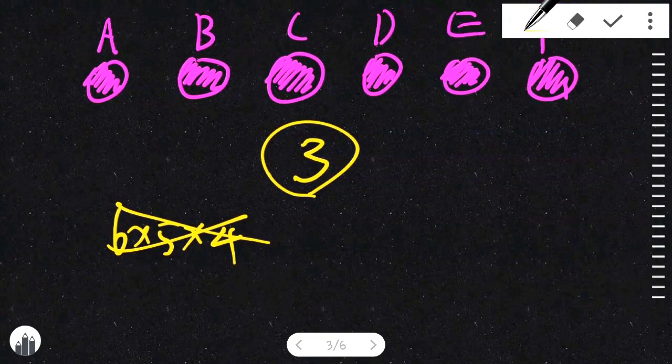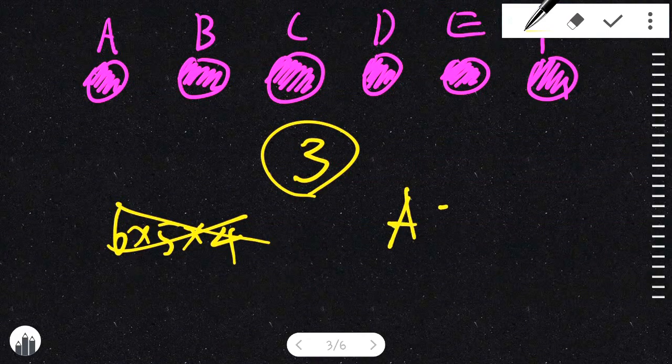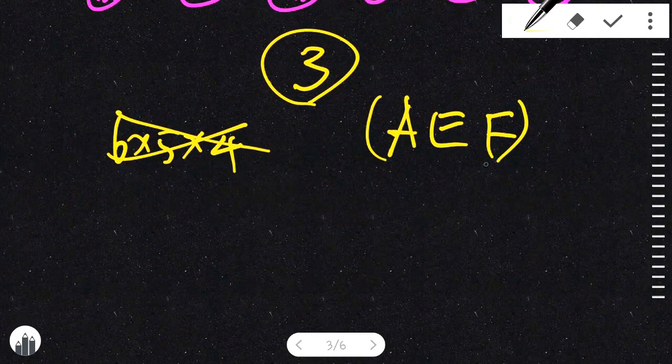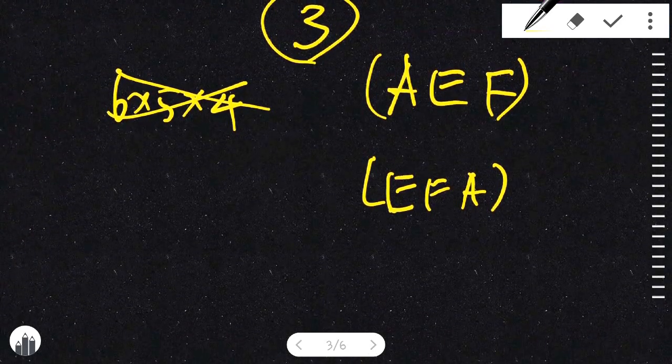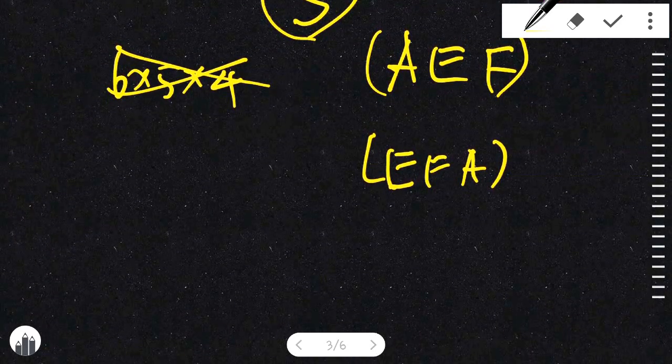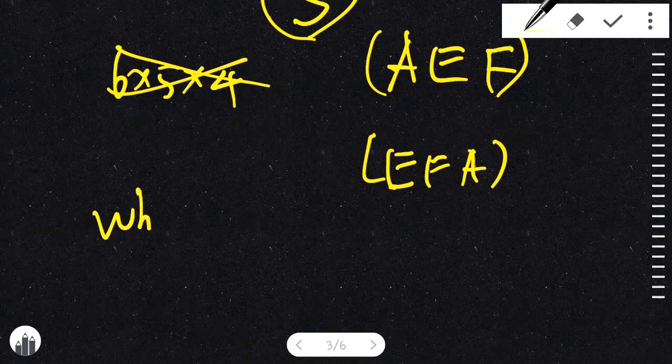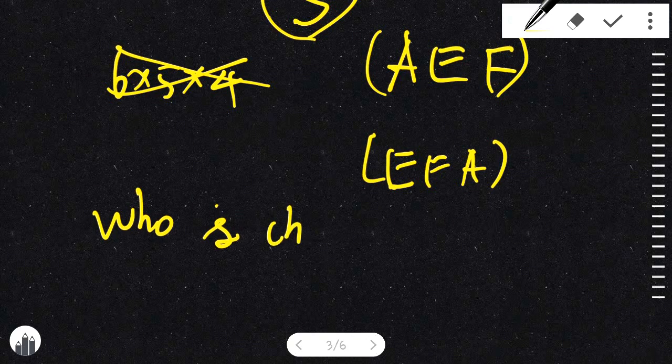Let's assume that we have chosen A, E, and F as our candidates. Does AEF and EFA differ? Are they different? No, they are the same because here we do not care in what order the candidates are chosen. We care who is chosen. This is where we use combination.